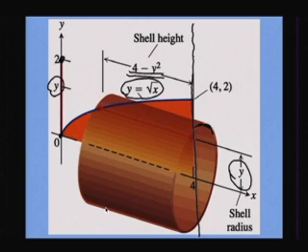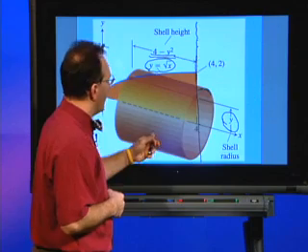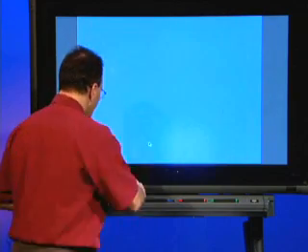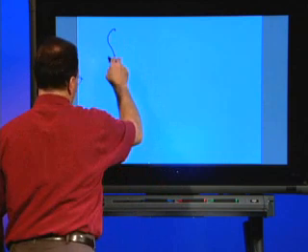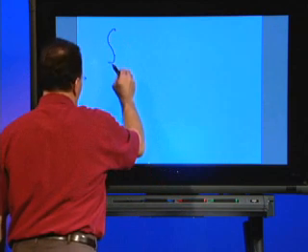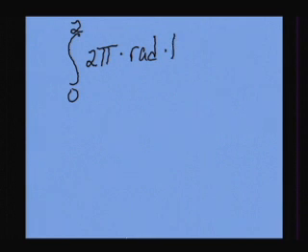Now we can set up our integral in the following manner. We would have the integral for the volume evaluated 0 to 2, and now 2 pi times the shell radius times the shell height.